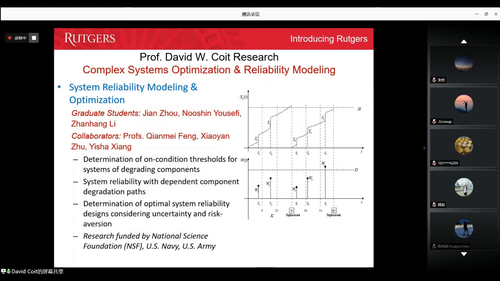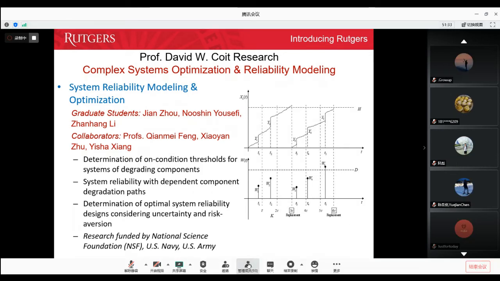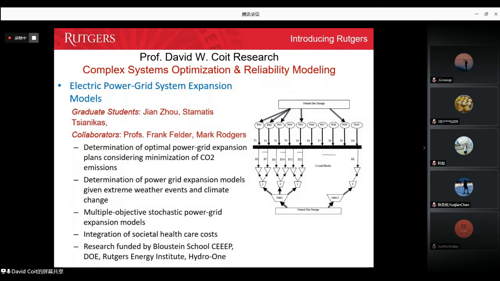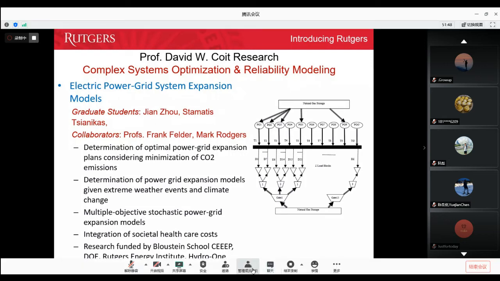Collaborators include people like Shenmei Feng from University of Houston, Xiaoyan Zhou from UCAS, or University of Chinese Academy of Sciences, and Yisha Xiang from Texas Tech. I'll skip this, but we typically do systems reliability, and lately systems of degrading components. And we've done many types of analyses. Now, today's talk won't be on this, but over the last 5 or 6 years, or even longer, about 50% of my research is on electrical power grid optimization.